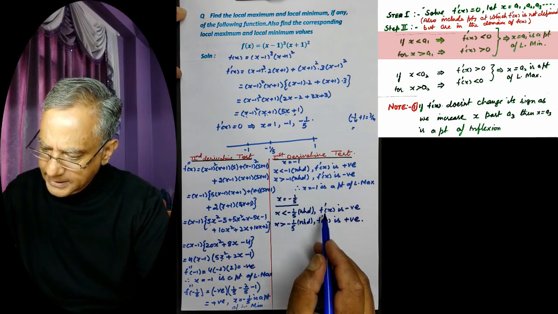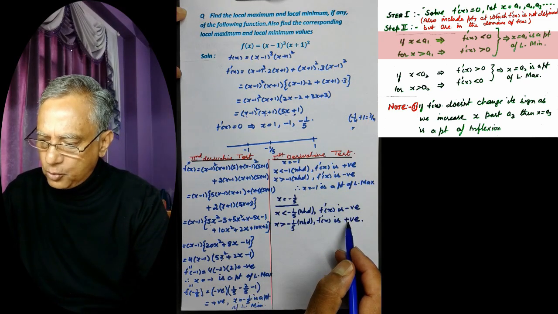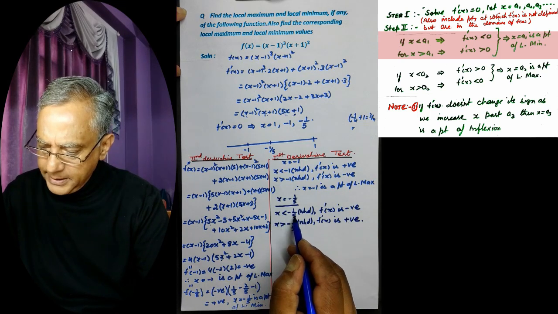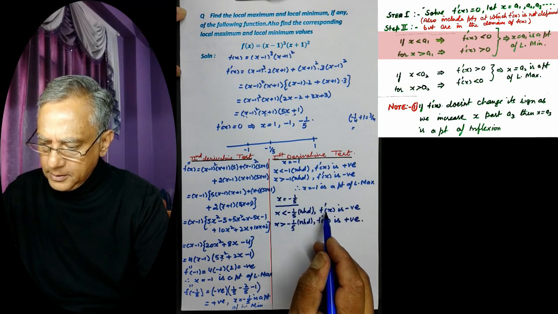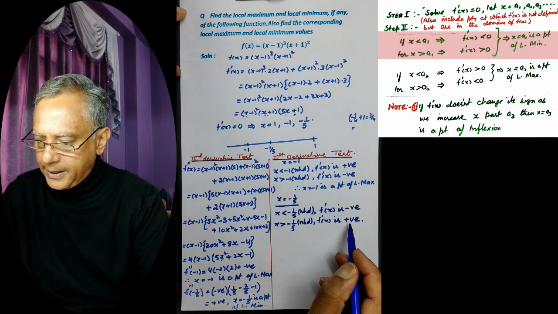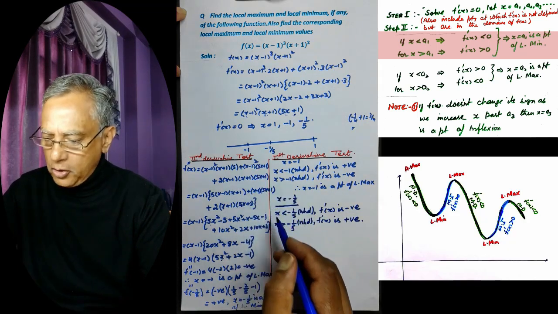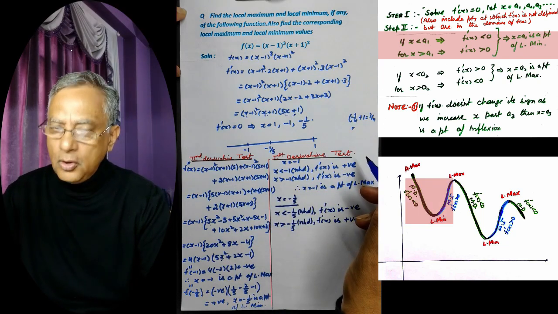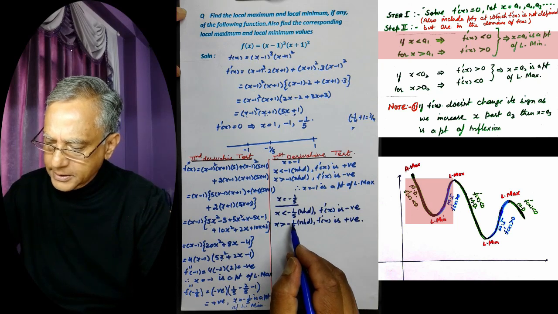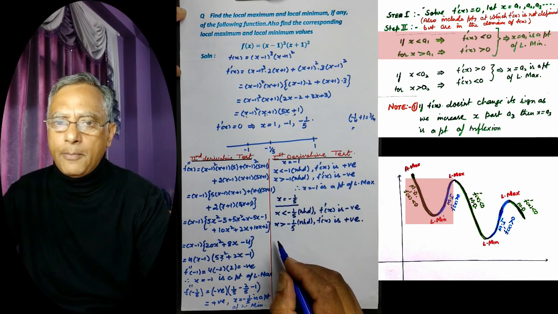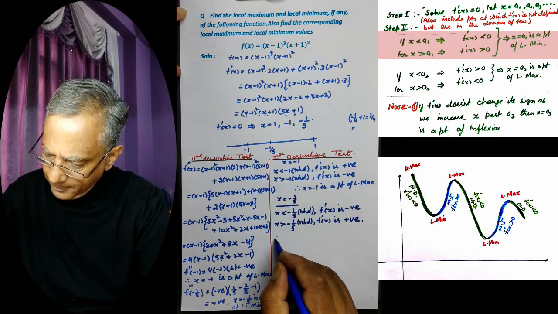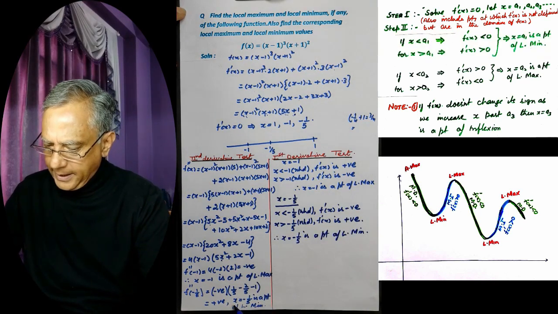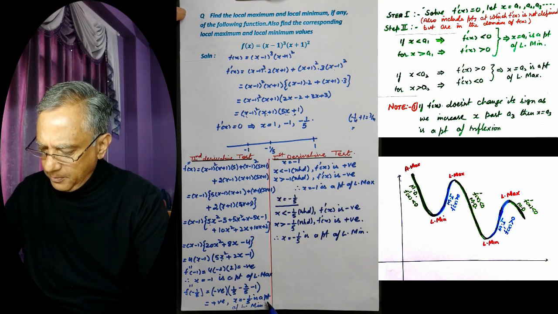Therefore f dash x is changing its sign from negative to positive. As we increase x past minus 1 by 5, the sign of f dash x is changing from negative to positive. That is, from monotonically decreasing to monotonically increasing. That is, falling to rising. Therefore, x equal to minus 1 by 5 is a point of local minimum, which is the same as we concluded from the second derivative test. x equal to minus 1 by 5 is a point of local minimum.